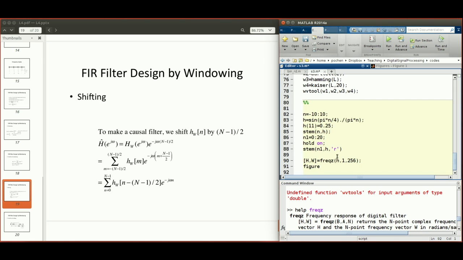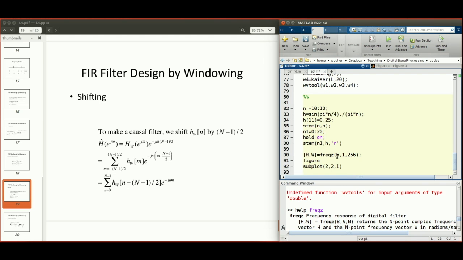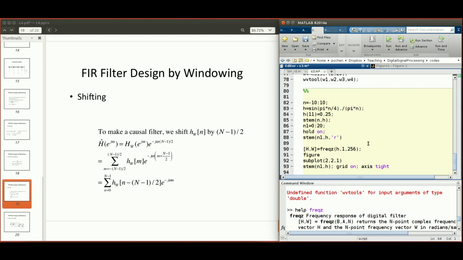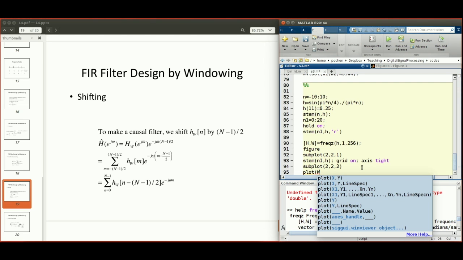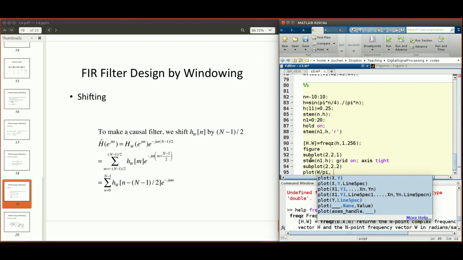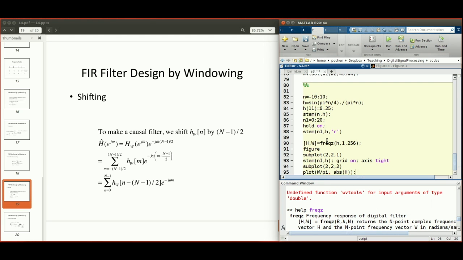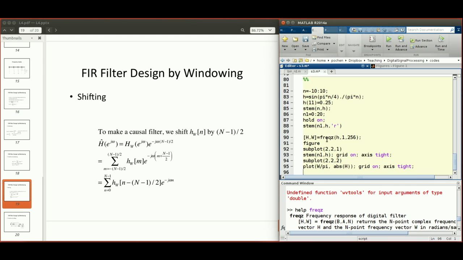We're gonna generate a new figure and then do subplots. Let's do subplots and then let's do stem n1 h. That's gonna be our time domain impulse response. Then big W, let's normalize it. Normalize the frequency domain by pi, and then we're gonna plot the absolute value of big H.